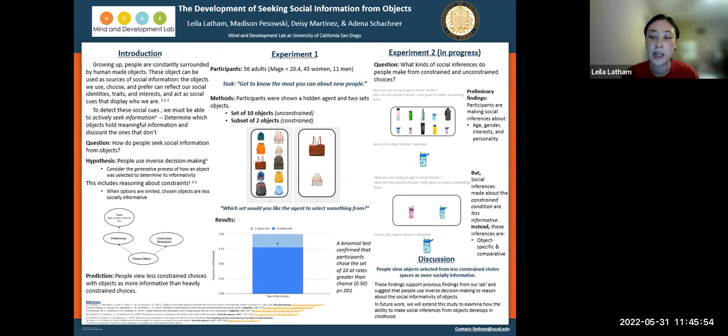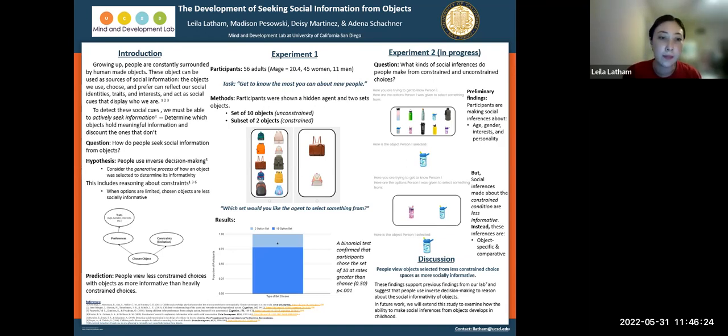Inverse decision making is our ability to infer other people's mental states based off of their actions. So in the case of objects, if you look at this little chart here, if you choose an object on the left, you can then infer that that person prefers that object over the rest. And based on the details of the object, we can infer very rich social information about that person, about their traits, who they are, their interests, etc.